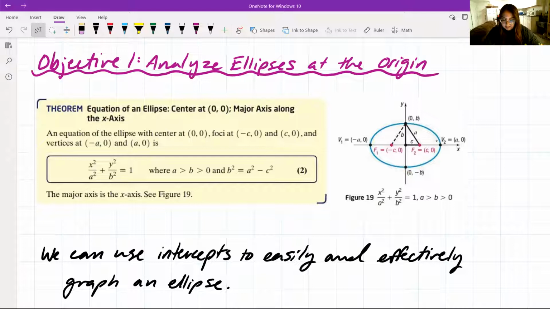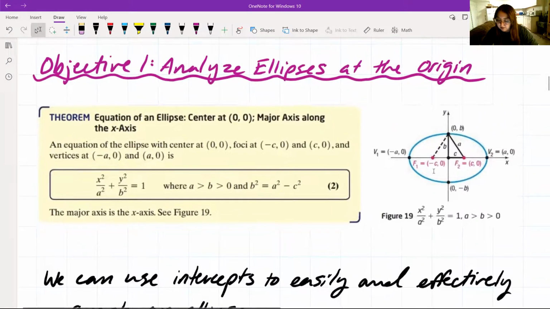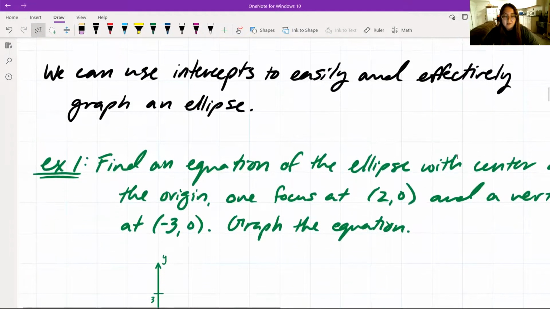The major axis is the x-axis, as we see in our image here. So our image now off to the right is our ellipse centered at 0, 0 along the x-axis. We see here that our value of b is used. Our value of b would then be the y-intercepts that we have there. Our values of a would be our x-intercepts. And then c would be our length between the center and the foci. We can use intercepts to easily and effectively graph an ellipse.